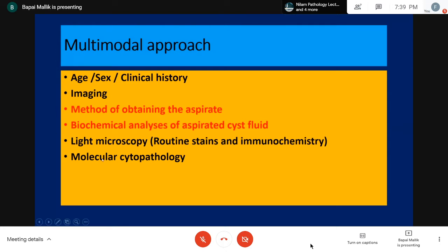You should know the method of obtaining the aspirate. There is possibly no other site in the body where knowledge of the method of obtaining the aspirate is as important as it is in this case. Biochemical analysis of aspirated cyst fluid is very vital, in certain circumstances possibly more important than what we see under the microscope. Of course, light microscopy, that's why we are here, using routine stains and immunohistochemistry, and molecular cytopathology also has a very important role in these lesions.